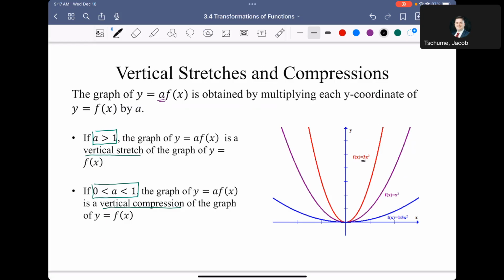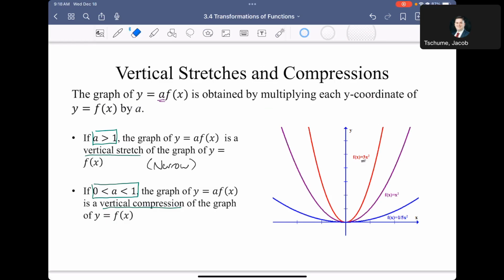So essentially you would take the graph and stretch it up, and really it makes it more of a narrow graph. A word that you'll hear me say a few times today is the graph is now more narrow. It's a skinnier graph that's going up and down.